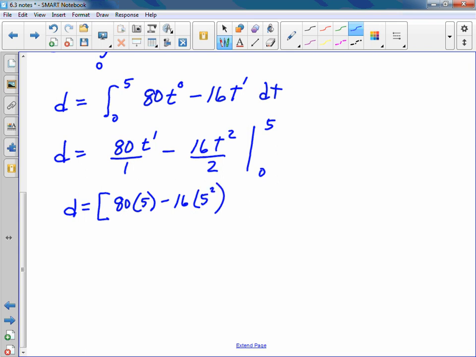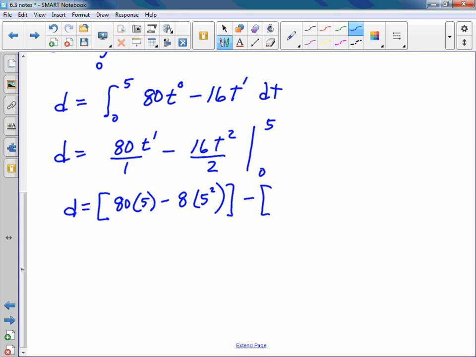Oh, no, I don't need 16. I'm sorry, I didn't see that 8 there. It's really 8. 16 divided by 2. 8 times 5 squared. And then close that minus.